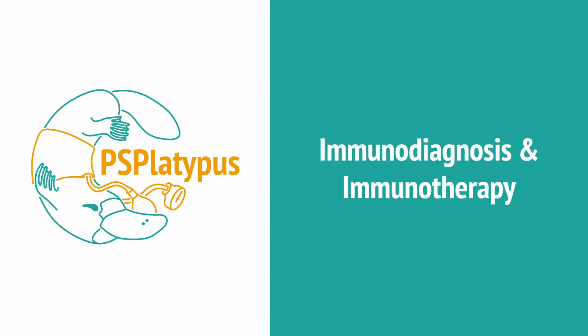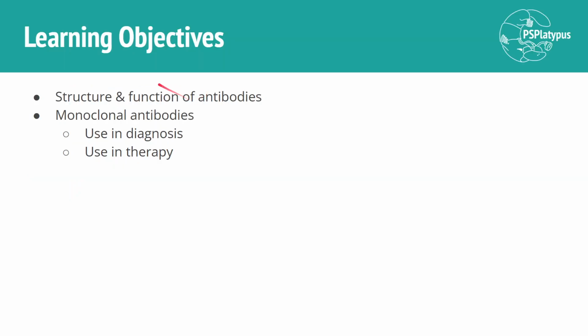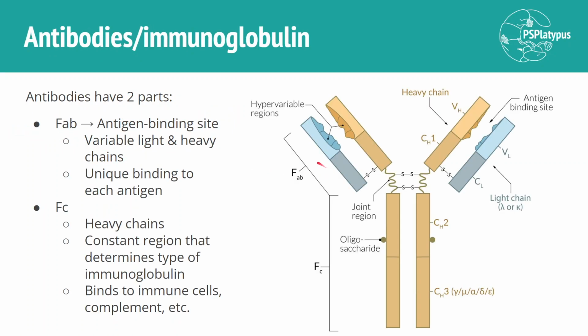This video is on immunodiagnosis and immunotherapy. We're going to talk about the structure and function and revise the different antibodies our body produces, and then talk about monoclonal antibodies and their role in diagnosis and therapy. Okay, so I hope that this will mostly come as revision for you guys.